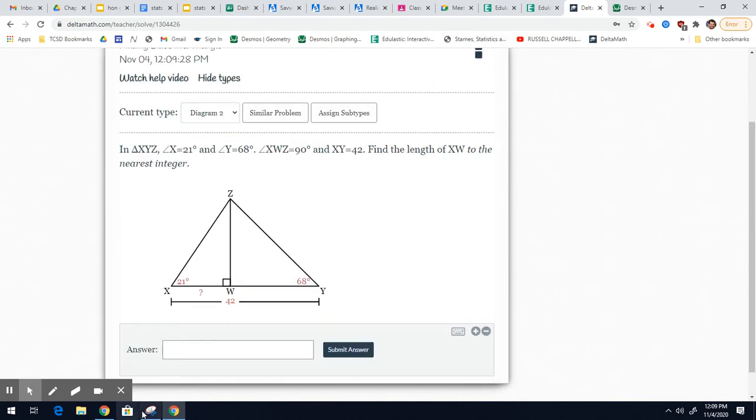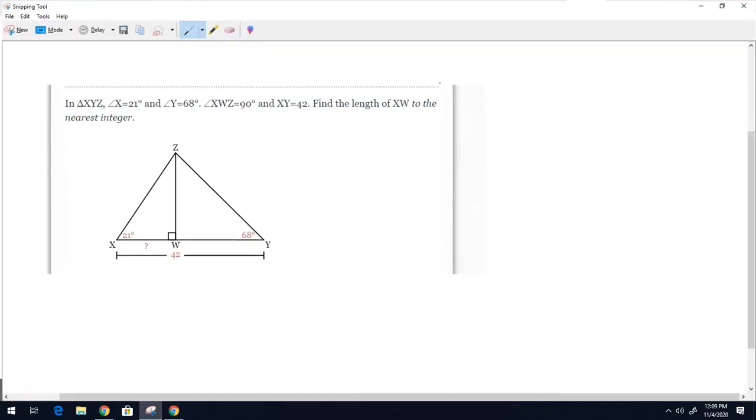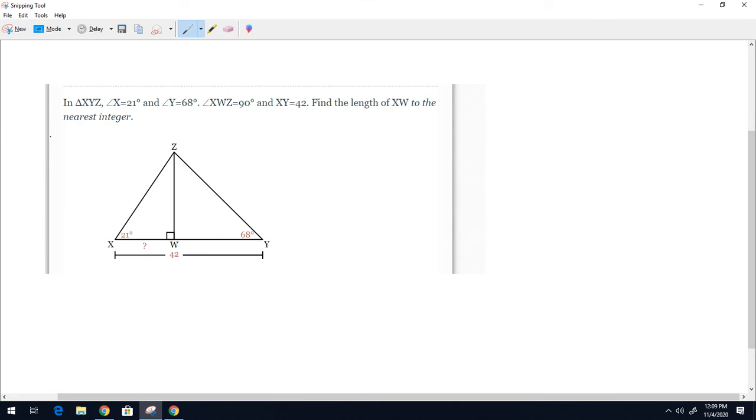Okay, so here's this problem. So now we have a triangle XYZ. Angle X is 21 degrees, angle Y is 68 degrees. Angle XWZ is 90, so there's 90-degree angles here, and XY is 42. Find the length of XW to the nearest integer. So that's no decimals, right?